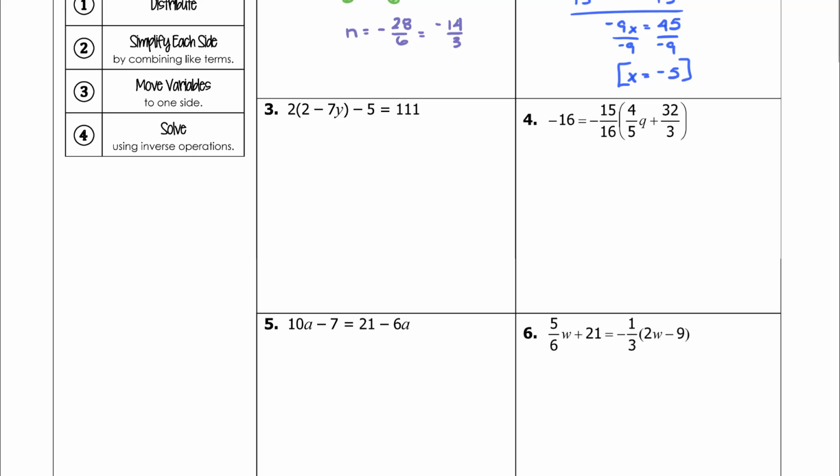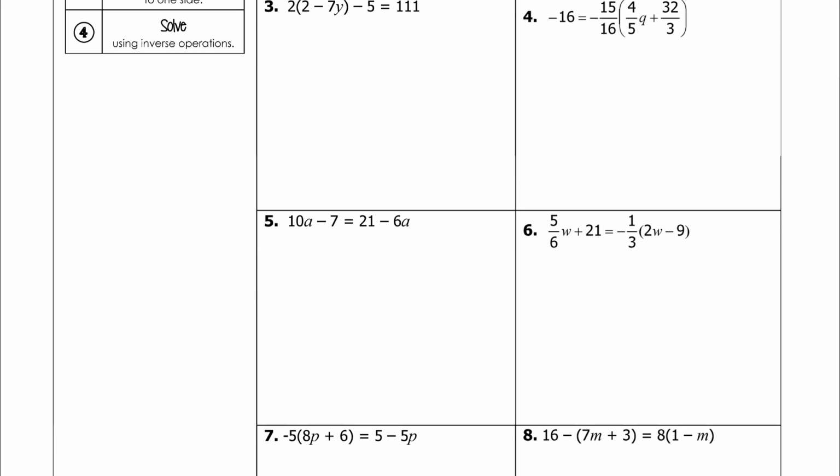I'll skip down to number 5 and we'll look at this one. On this one, we have variables on both sides of the equation, so we need to get the variable on one side and all our constants on the other. I think I'll add 6a to both sides. And remember, you can only combine like terms. So that gives us 16a minus 7 is equal to 21.